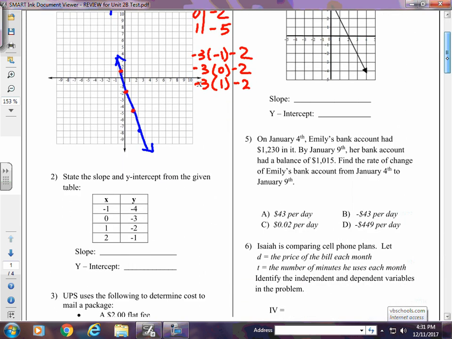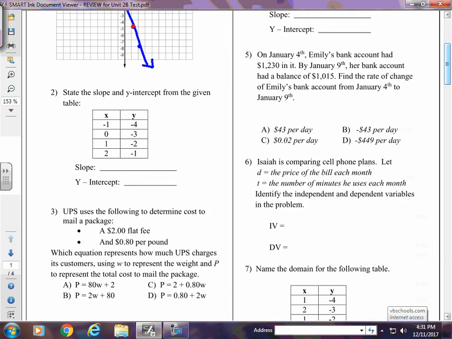For number 2, the question asks you to state the slope and y-intercept from the given table. Okay, well, the y-intercept is in the table because the y-intercept is the value where x equals 0. So the y-intercept is just the y value number. So negative 3 would be my y-intercept.